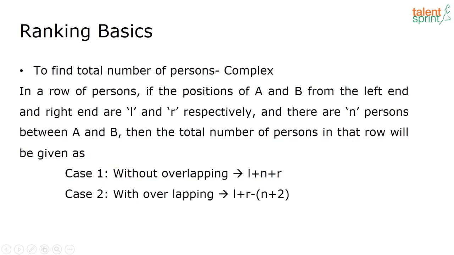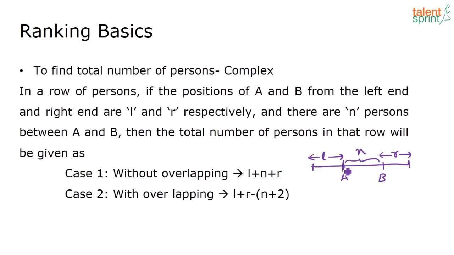So let me just explain this to you. Now there is again a queue of persons standing in a row. Now there are two people A and B, and we are assuming that there are n persons between A and B. So between A and B there are n people. Now this person's position from the left end is L, and this person's position from the right end is R. Correct? Now what is the question? How many people are there in the row? Now if this is the case, totally how many people are there in the row? This L represents the position of A, correct? So it also includes A.